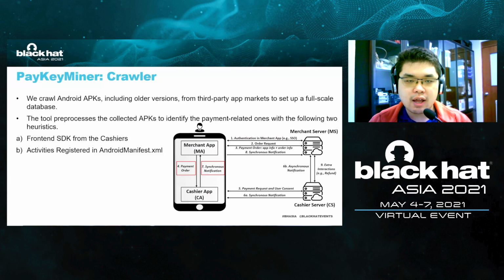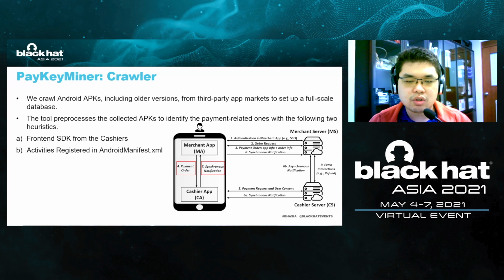As to the Android apps, we collect APKs in various versions from third-party app markets to set up a full-scale database, because some leaked credentials may only exist in old versions. The tool will then process these APKs to check whether they use the third-party payment function. Here, our tool relies on 2 heuristics. First, the merchant app must use the official front-end SDK to send the payment order in step 4.